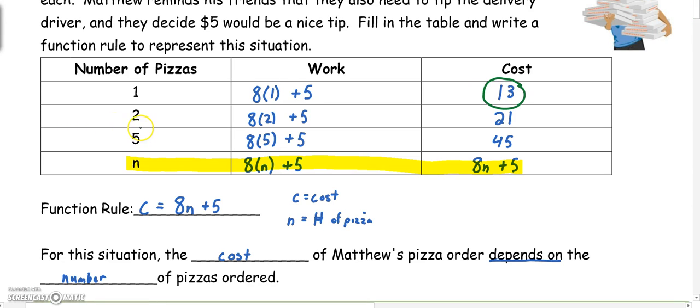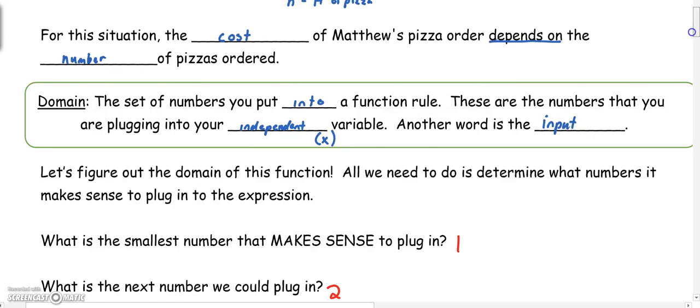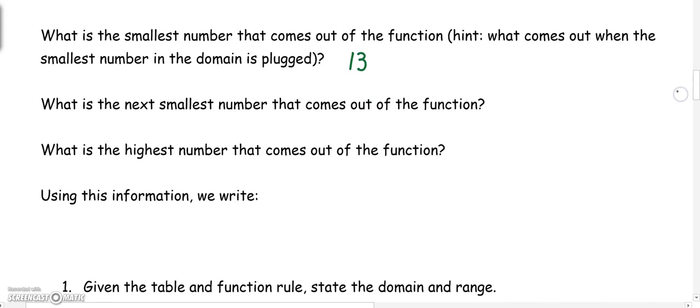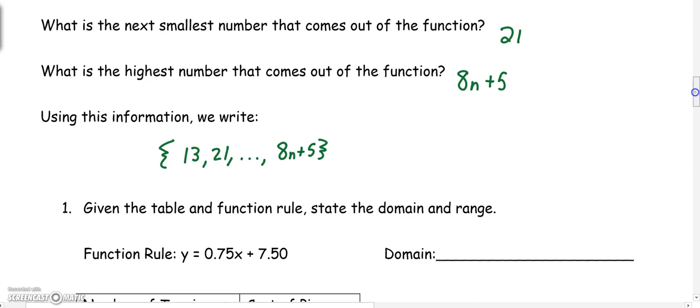If I look at 2 pizzas, that was $21. That's the cost of the next smallest, which would be 21. So what's the highest number? We can order n number of pizzas, so we know that it's $8 per pizza plus a $5 tip, and we could put in any number for n. So we would write this again with brackets, 13, my next number 21, dots in between, and then 8n plus 5 to represent all numbers no matter how many pizzas I order.